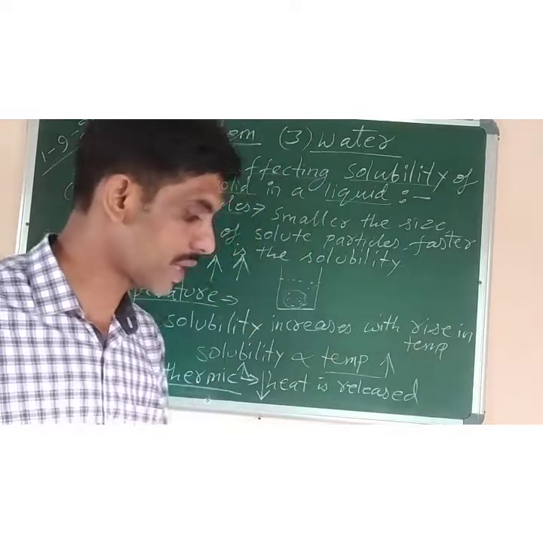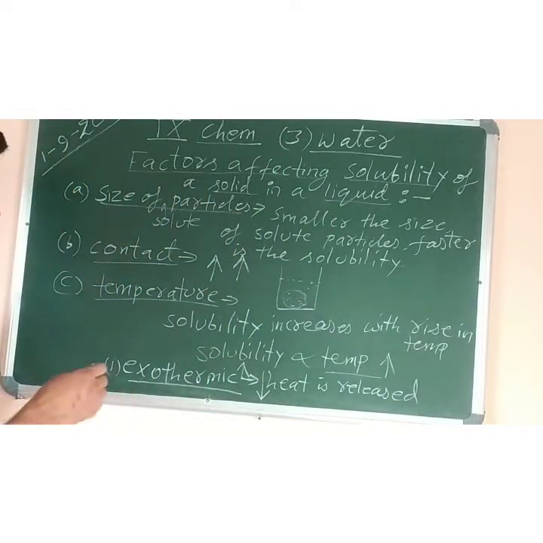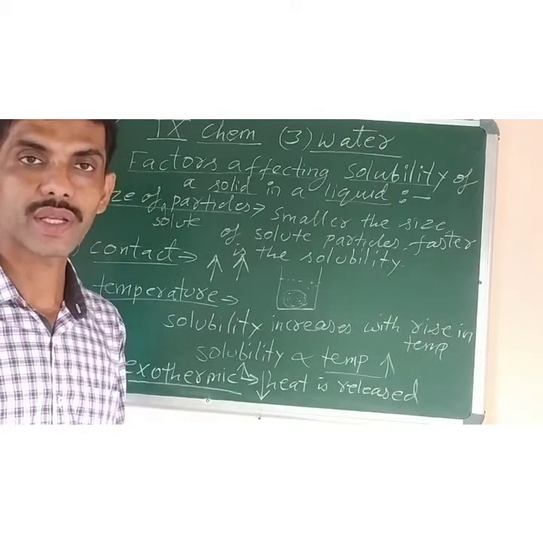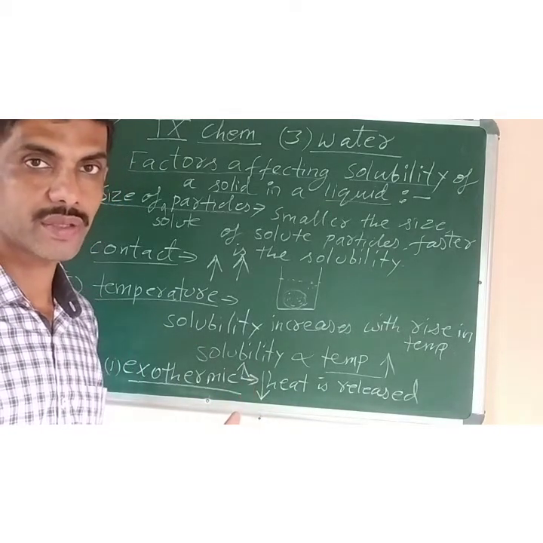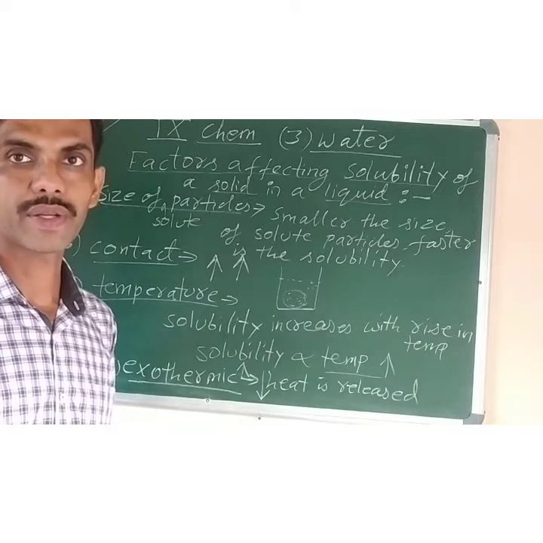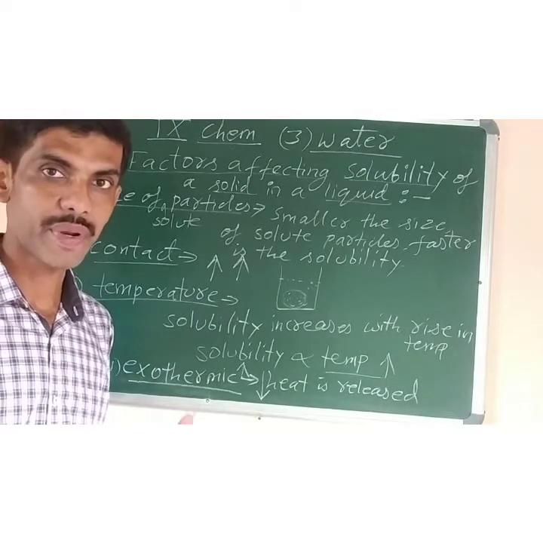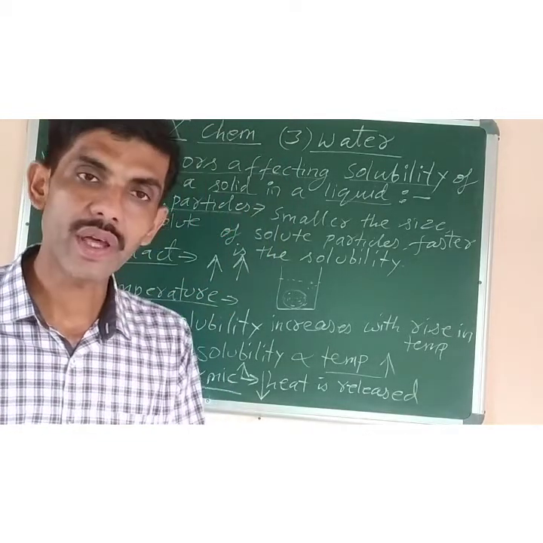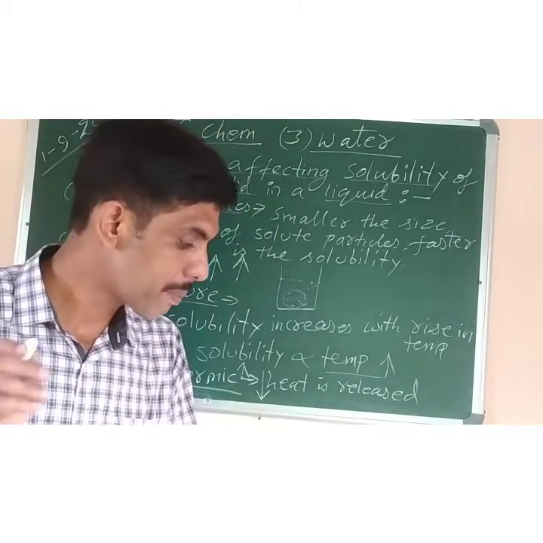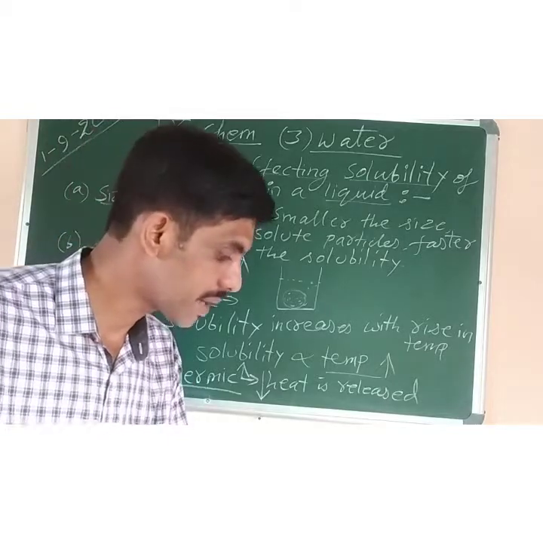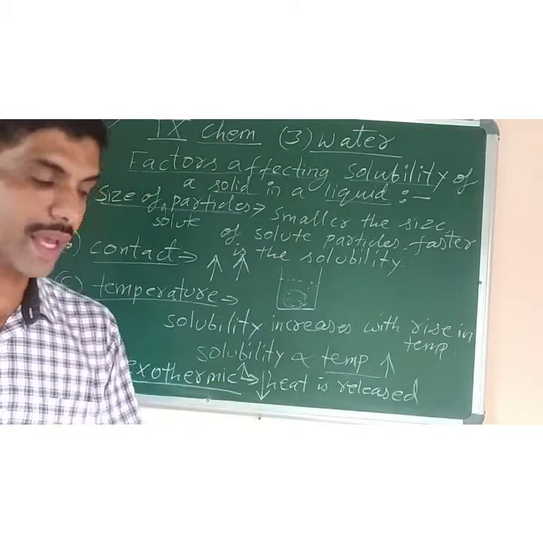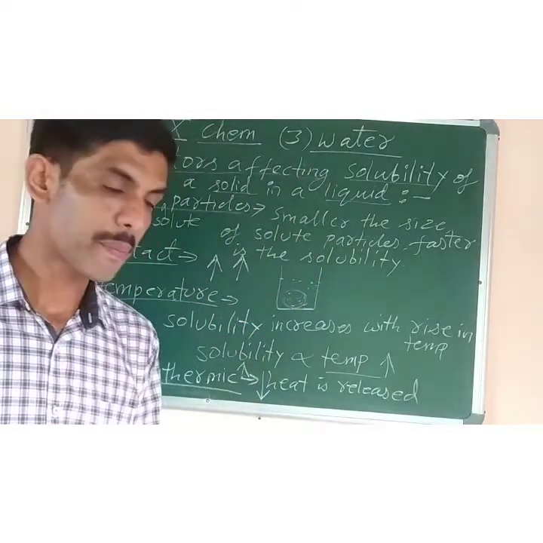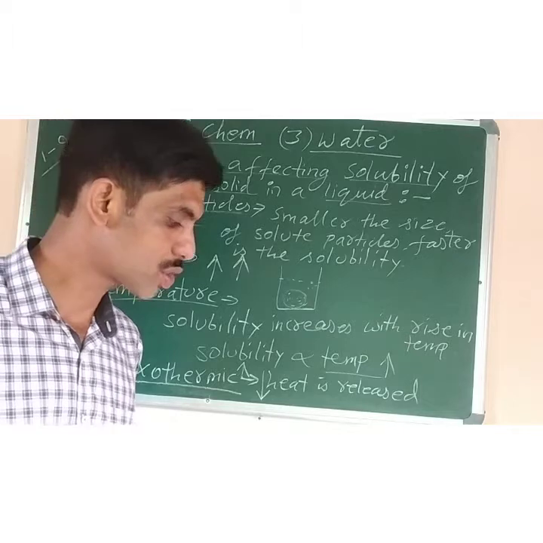When a solid dissolves with absorption of heat, that is, if a solute is endothermic in nature, it absorbs heat while getting dissolved in that solvent, and the solubility increases with the rise in temperature. Examples of such solids are mentioned here: potassium nitrate, sodium nitrate, ammonium chloride, and sodium and potassium chloride. So temperature has an effect on the solubility.